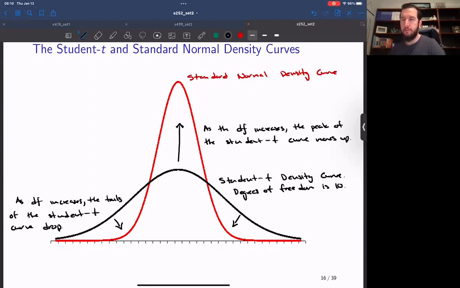However, when the sample size is small, the student t curve has wider tails than the standard normal curve. So therefore, when we build confidence intervals, we will expect the interval to be wider than the corresponding standard normal interval. Any questions?